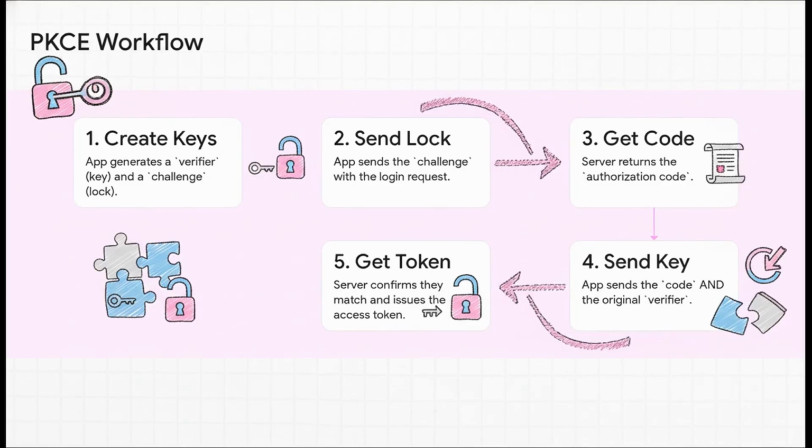And that's exactly how the technical workflow plays out. The app creates a verifier and a challenge pair. It sends the challenge up front. It gets the code back. Then, to get the token, it sends both the code and the original verifier. The server checks if the verifier unlocks the challenge. If it does, boom, it knows the request is legitimate and it hands over the access token. It's a really clever way to prevent interception.